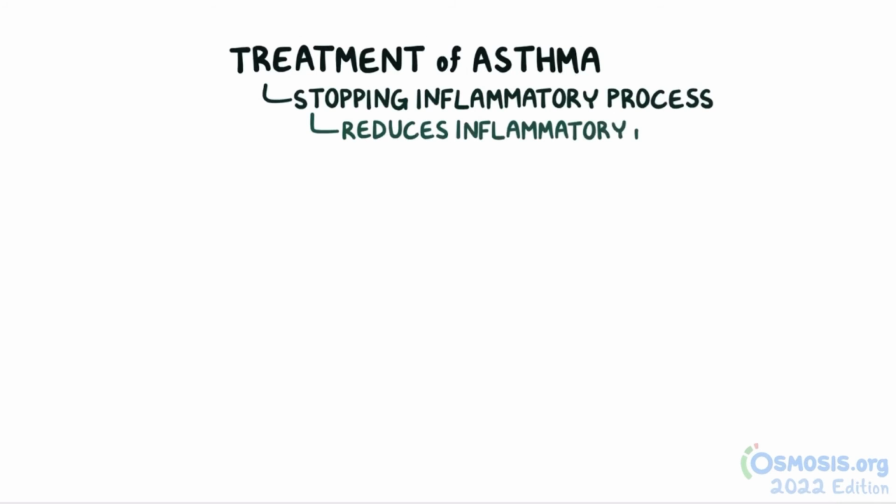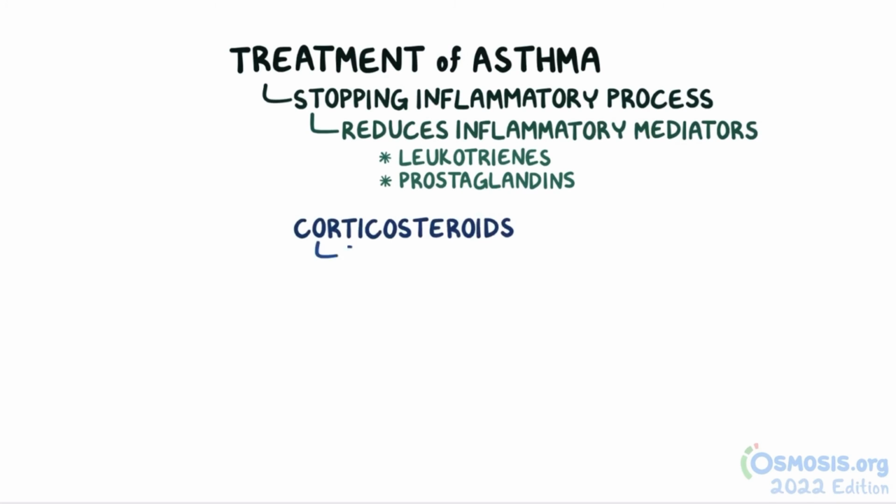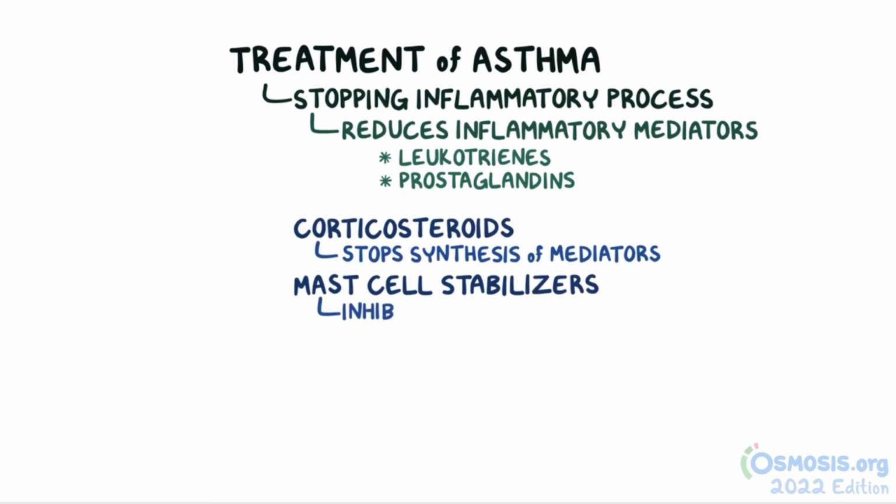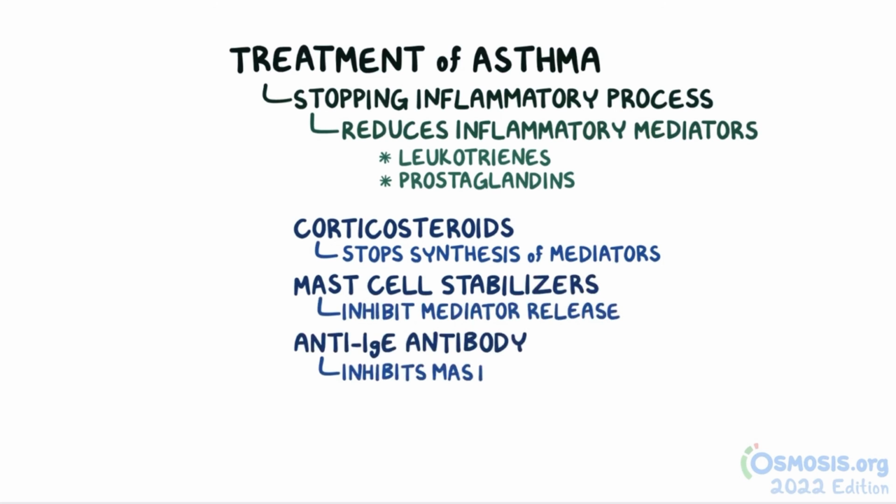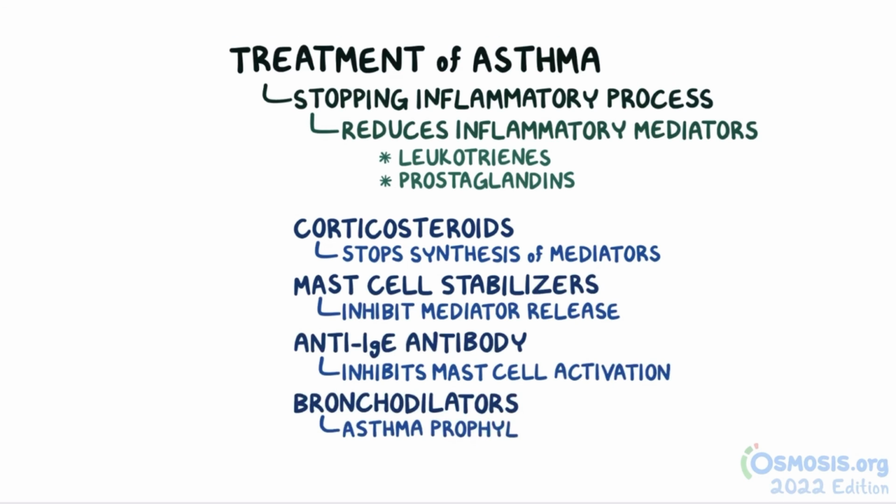Alright, as a quick recap. Treatment of asthma involves stopping the underlying inflammatory process by reducing the release of inflammatory mediators like leukotrienes and prostaglandins. This is done by using corticosteroids, which stops the synthesis of these mediators, mast cell stabilizers, which inhibit mediator release, or anti-IgE antibody that inhibits mast cell activation. These medications are typically used alongside bronchodilators for asthma prophylaxis.